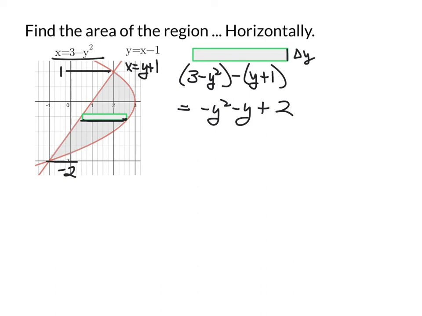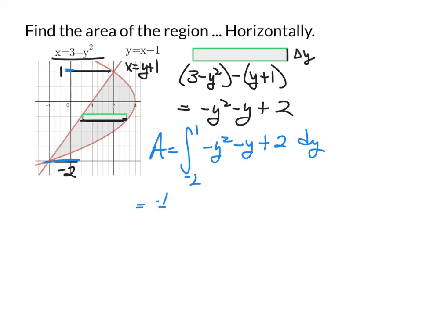And we're ready to start writing our integral. The exact area is going to be that definite integral of negative y squared minus y plus 2 dy, with a y value going from negative 2 up to positive 1. Integrating a polynomial isn't too rough. We'll have negative 1/3 y to the third minus 1/2 y squared plus 2y, evaluated from negative 2 to 1.